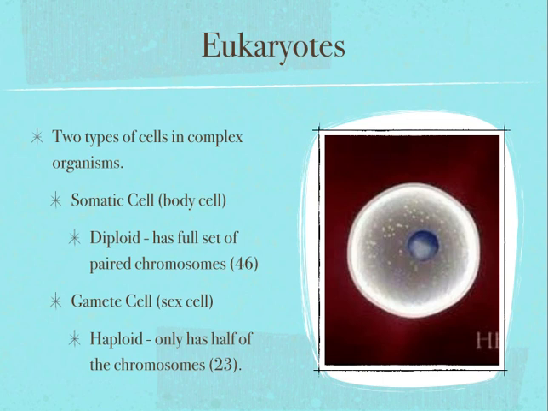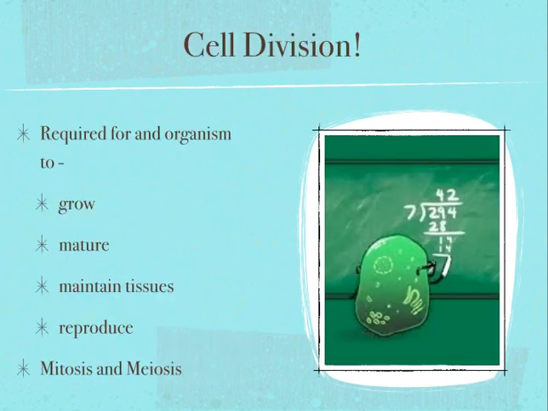The other type of cell in your body is called a gamete cell or a sex cell. We call this a haploid cell because it only has half of the amount of chromosomes that the rest of your body does, and this is 23. So it's not 23 from your mom, 23 from your dad. All right, so we're going to look at somatic cells and gamete cells. And in the next part, we're going to look at somatic cell division as well as gamete or sex cell division, because these cells in your body constantly need to divide.